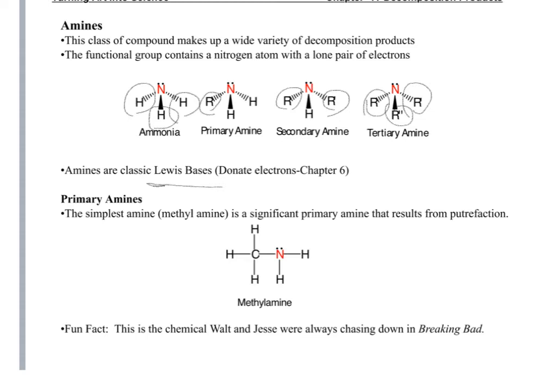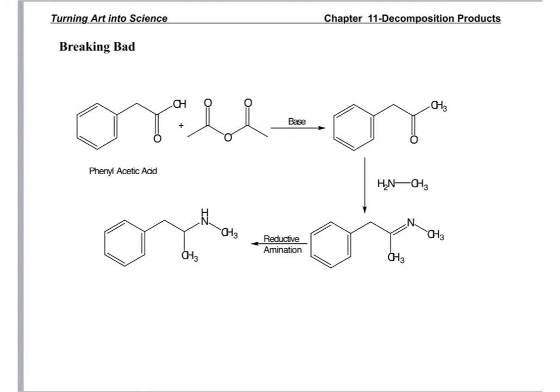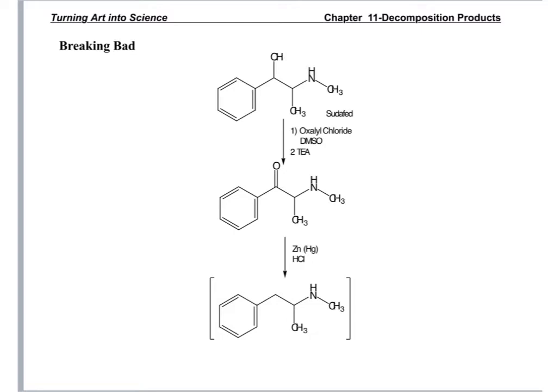Your simplest is going to be methylamine, and if you're a Breaking Bad fan, then you know that's what Walt and Jesse were after, trying to make that methylamine. So here we have that reaction to make methylamine. You get the phenylacetic acid reacting with the base, reductive amination. Your Sudafed was made so that you couldn't go to the drugstore and purchase it without showing your driver's license and keeping up with the number of times you purchase it, like you were a drug dealer yourself. So anyway, it goes through this series of reactions till you end up with that methylamine.